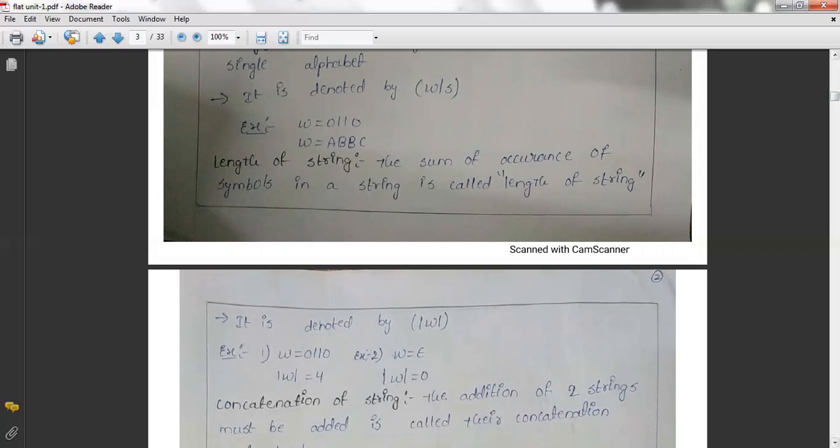Coming to the next one, that is the concatenation of strings. Concatenation of strings is the addition of two strings. The two strings which are added together is called their concatenation. Suppose W1 is equal to N, W2 is equal to M, then W1 dot W2 will be N plus M, that is NM. So that will be the concatenation of the strings.